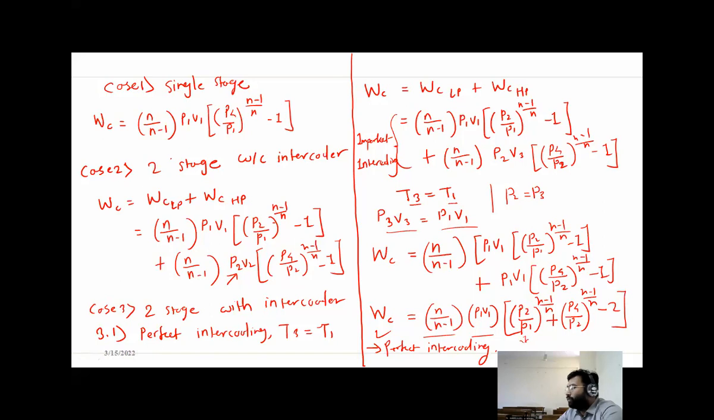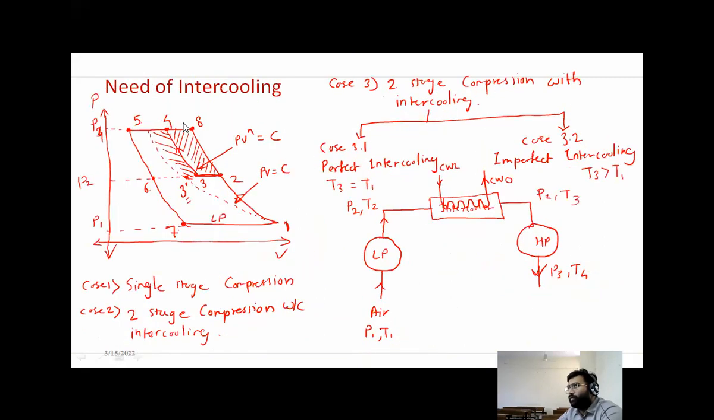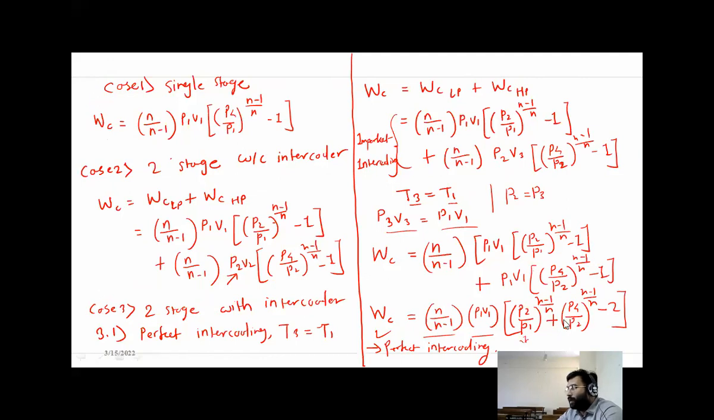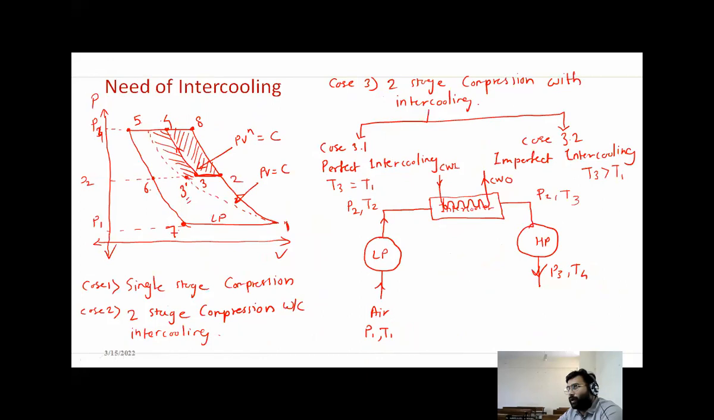Minus 1 becomes minus 2. Correct? So in books, you will find here we have written P4 by P2, because in our diagram the 4th point was here. Okay. In books, you will observe here P3 by P2. So don't get scared. In books, the P3 point is here. So as the diagram or notation changes, the ratio changes.